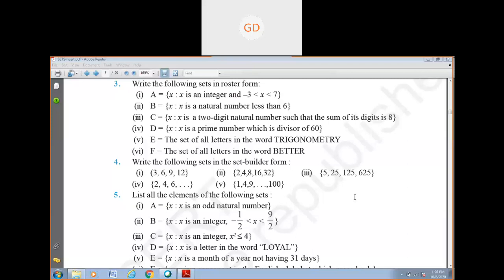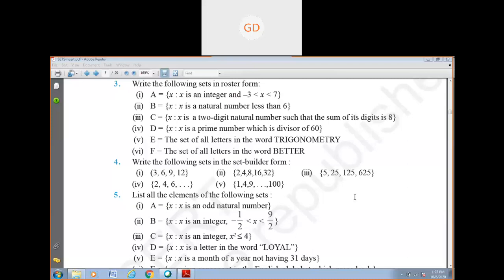1, 4, 9, and so on up to 100. If you observe the behavior of the elements, then you will find 1 is 1 square, 4 is 2 square, 9 is 3 square. So 1 square, 2 square, 3 square, 4 square, 5 square, and so on up to 100. 100 means 10 square. So that means 1 square, 2 square, 3 square, 4 square up to 10 square. That is the main characteristic of the elements.